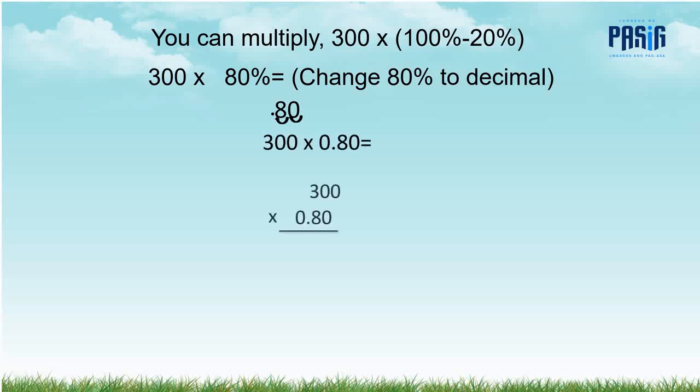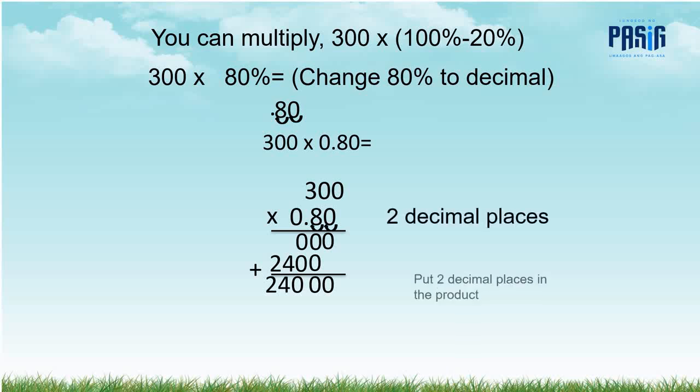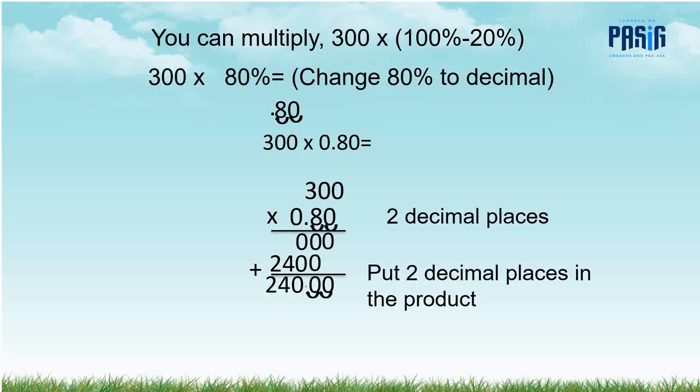Then multiply. 0 times 0 is equal to 0. 0 times 0 is 0. 0 times 8 is 0. 8 times 0 is 0. 8 times 0 is equal to 0. And 8 times 3 is equal to 24. Then add. Bring down 0. 0 plus 0 is equal to 0. 0 plus 0 is equal to 0. Then bring down 4 and 2. Count the decimal places in the factor. We have 2 decimal places. Then put 2 decimal places in the product and indicate the decimal point. So the answer is 240.